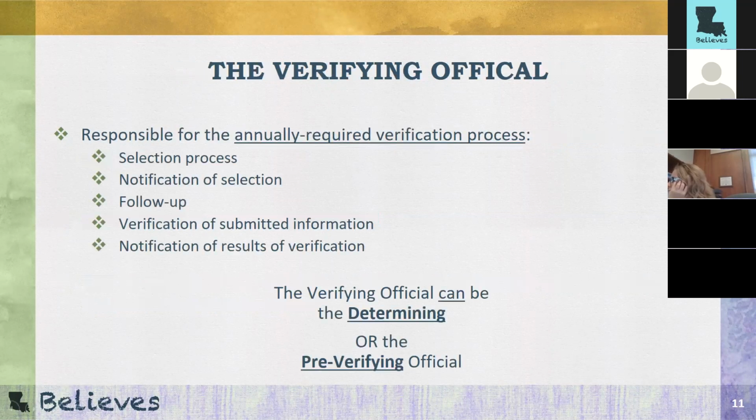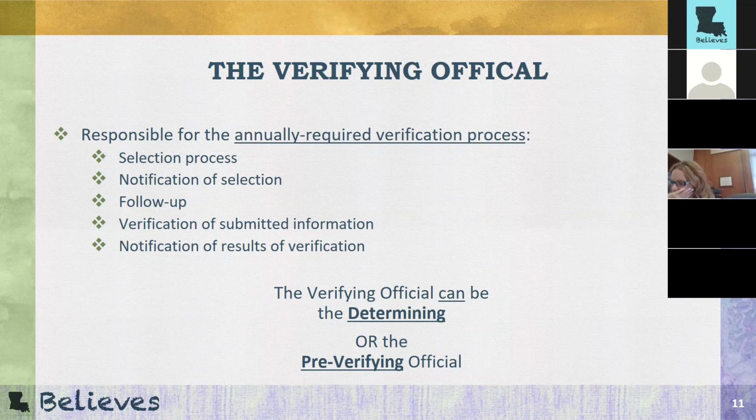The next type of collection official is the verifying official. This person will be responsible for the overall verification process from October 1st through November 15th. This person will be responsible for the selection process, notifying households of selection, following up with households, reviewing all documentation submitted by households, and notifying households of the results of the verification.